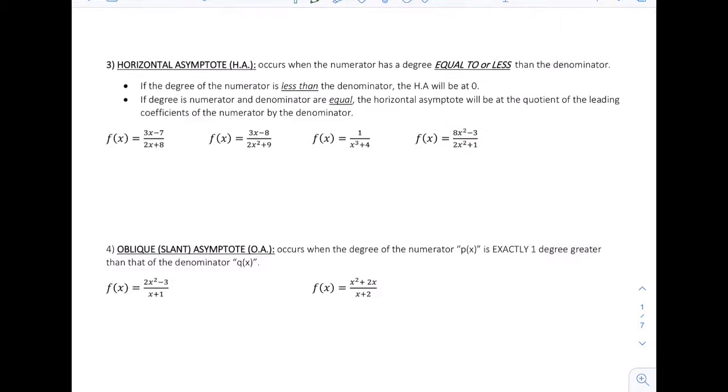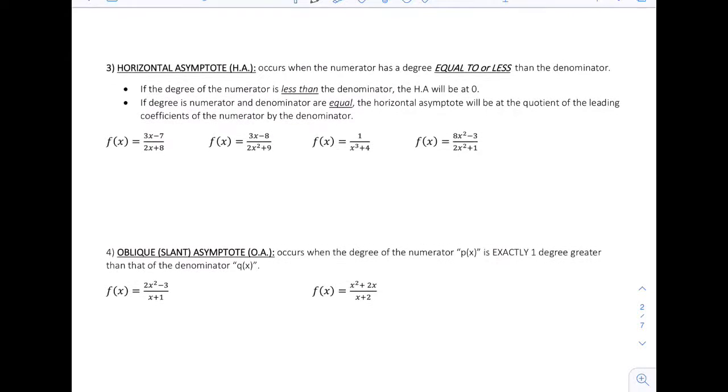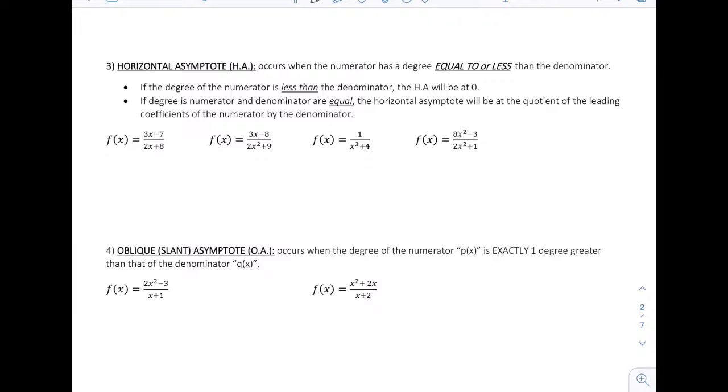These two here might be new to us. Horizontal asymptotes, we kind of talked about those for reciprocals, but reciprocals were always 1 over some value x plus 3. What happens if we have a polynomial on top? And that's what we're going to look at here. So for this one, it says horizontal asymptotes occur when the numerator has a degree equal to or less than the denominator. So the numerator is equal to or less than the denominator in terms of its degree. It says if the degree of the numerator is less than the denominator, the horizontal asymptote will always be at 0, and that was the case for all reciprocals.